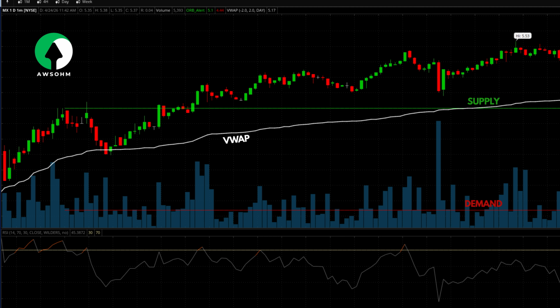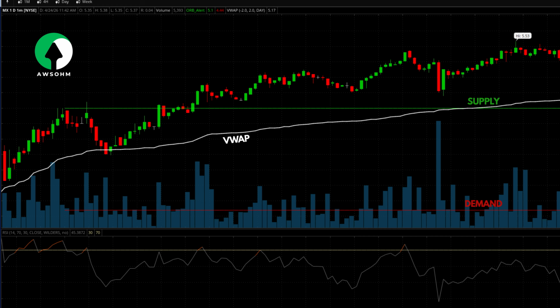1. Determining who is in control. Direction. VWAP represents the true average price paid for all shares traded during the day. The institutional benchmark. Since institutions often aim to fill orders at or better than VWAP, price relative to this line tells you the bias of the big money.